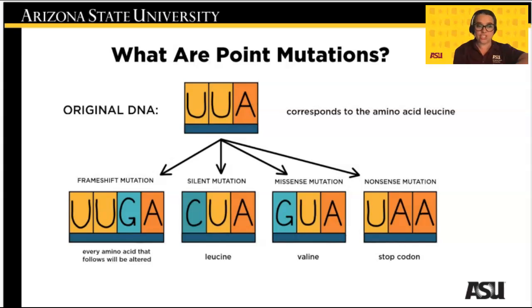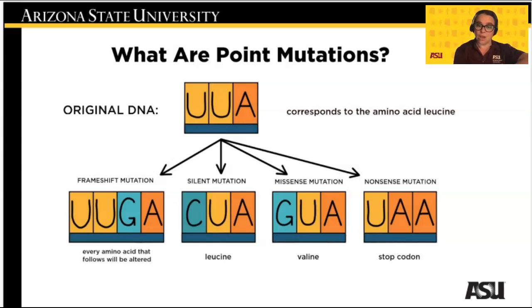A point mutation in the first base can lead to three possible outcomes. First, a silent mutation, in which the codon still codes for the original amino acid. The protein does not change. Remember, silent, you would not even know it was there.